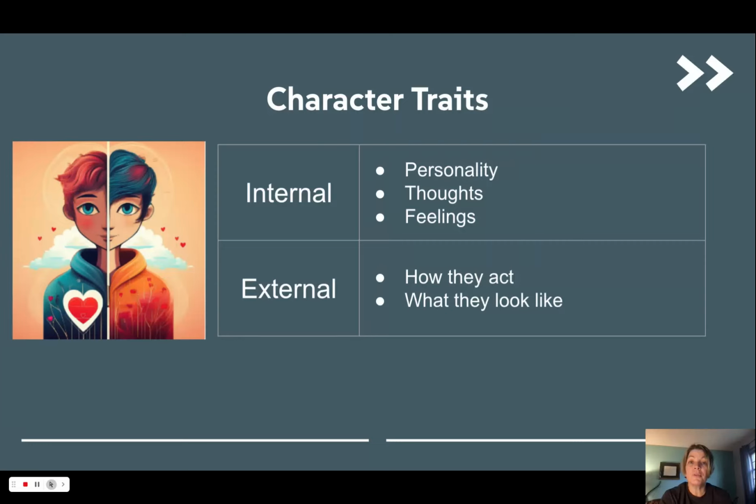Now, characters have two categories of traits. We have internal traits. This describes who they are on the inside, like their personality, thoughts, and feelings. For example, someone might be brave, curious, or shy. External traits describe what they look like or how they act on the outside, like being tall, having curly hair, wearing glasses, or being a good runner. Both internal and external traits help make a character unique and drive their actions in the story.